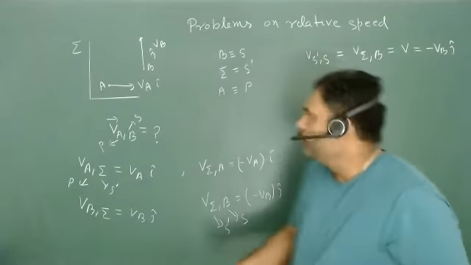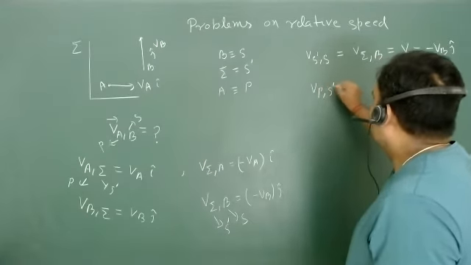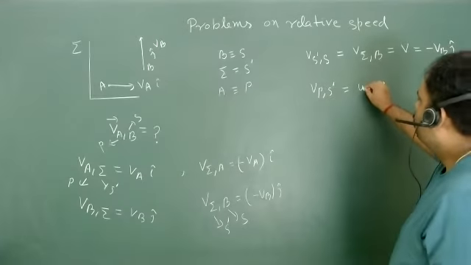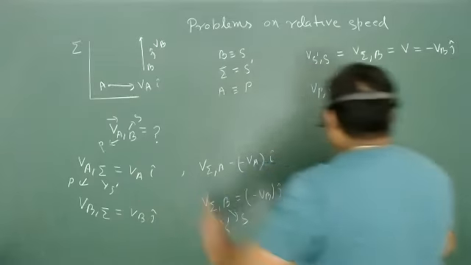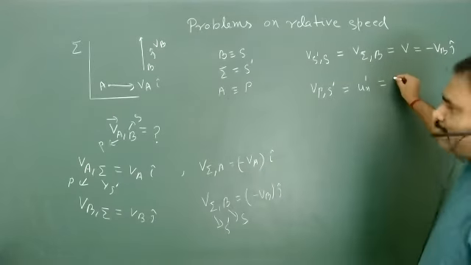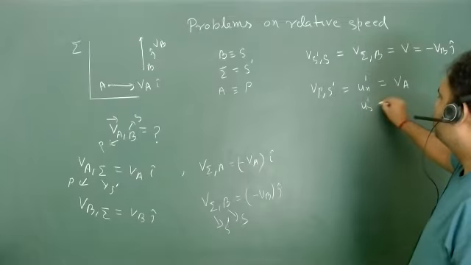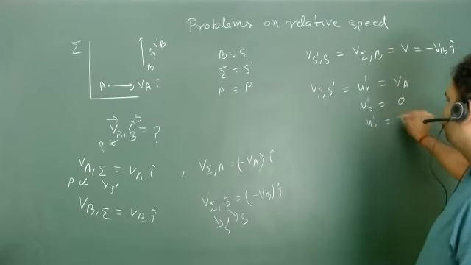So we have the velocity of the particle with respect to S dash, that will actually be ux dash, and yes, this is in the i cap direction, so I can write this as ux dash, and this will be VA, and ui dash is nothing but 0, uj dash is nothing but 0.